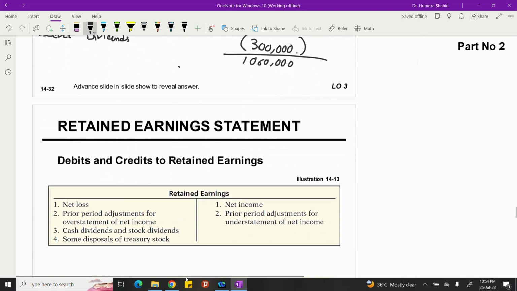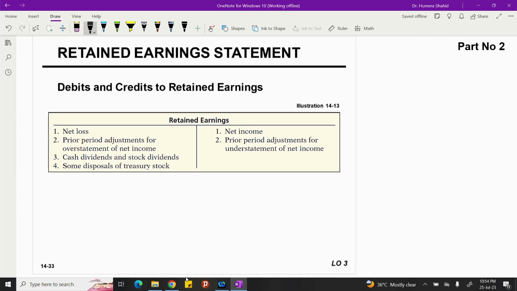That is about the conclusion: what are the things which increase the retained earnings and what are the things which decrease the retained earnings. So things which debit or decrease the retained earnings, and things which credit or increase the retained earnings. If the current year has net income, it's going to increase the retained earnings. And if it has net loss, it will decrease the retained earnings. If the prior period adjustment has caused the income to be understated, we will add that net income to the retained earnings, it will increase the retained earnings. But if the prior period adjustment has overstated the net income, we are going to deduct it from the retained earnings. Any type of dividends also decreases the retained earnings.